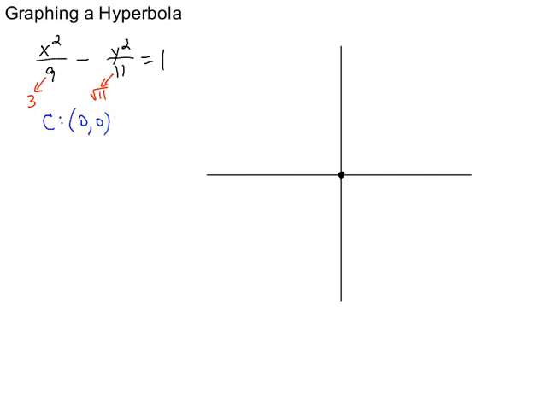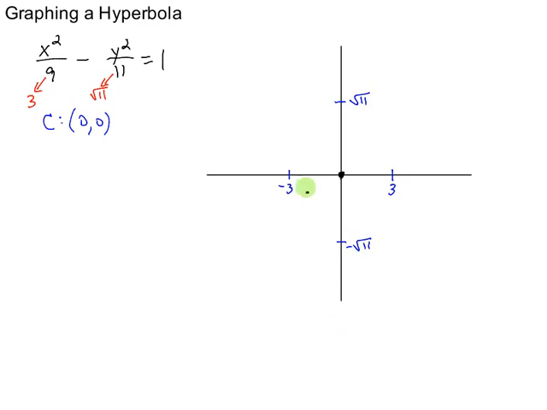So what happens is 3 is associated with the horizontal variable x. So I'm going to go 3 units horizontally. So I'll go 3 to the right, and I'll go 3 to the left. Square root of 11 is associated with the vertical variable y. So I will go vertically square root of 11. So I'll go up square root of 11, and I'll go down square root of 11.